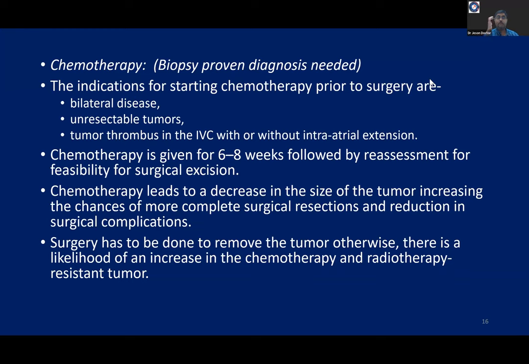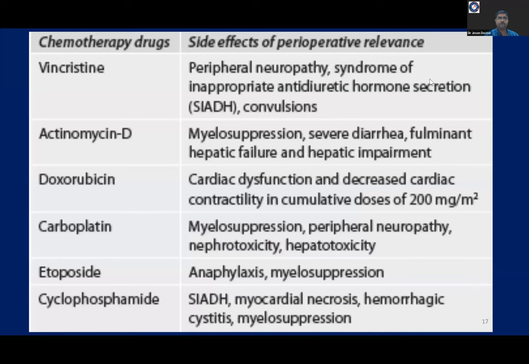And the reason for giving chemotherapy is to make all these borderline resectable tumors and huge tumors operable and amenable to surgical therapy. So these are the various drugs which are given for Wilm's tumor. You can have vincristine, actinomycin D, doxorubicin, carboplatin, etoposide, and cyclophosphamide. And each of these drugs, I think in the first talk of the series, you had a detailed discussion about what drugs can cause various problems.